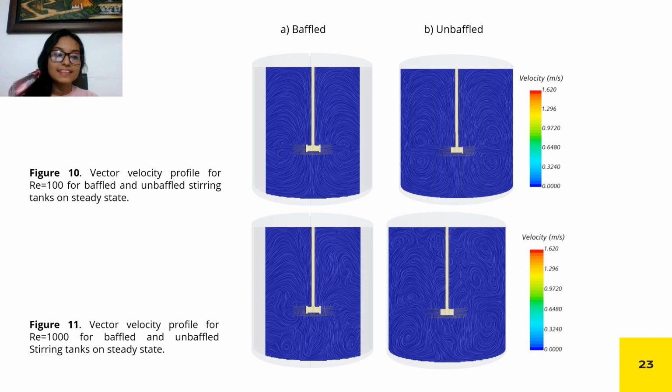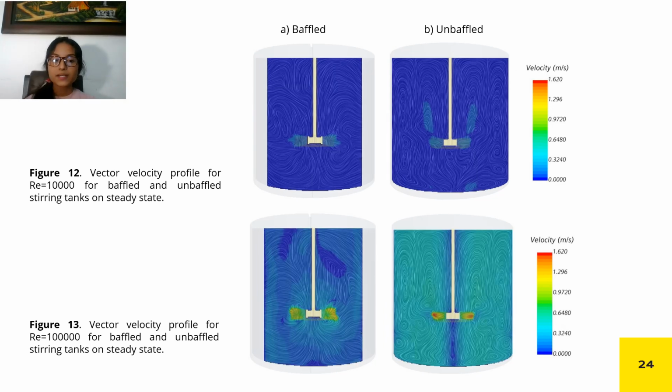Figures 10 to 13 show the vector velocity profiles for the different Reynolds numbers for baffled and unbaffled stirring tanks in steady state. As is shown, the liquid flow has a radial component. The agitator blades create a radial flow outward from the agitator, so there are zones of recirculation toward the top and bottom of the tank. The increasing Reynolds number indicates increasing fluid velocity. The figure shows the formation of vortices and eddies at higher Reynolds numbers.